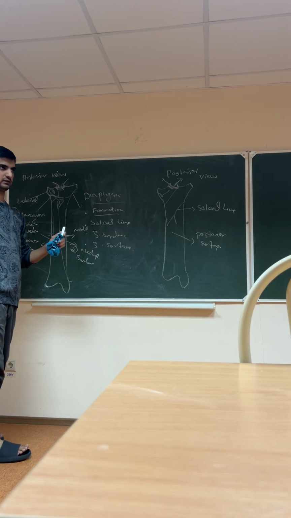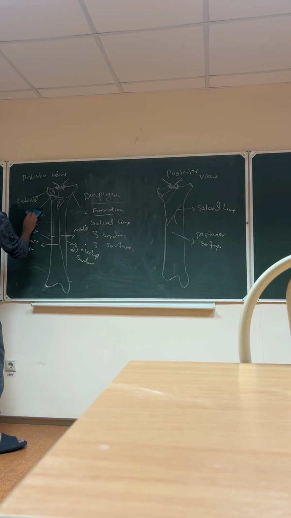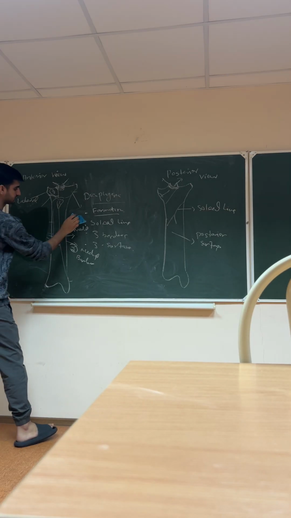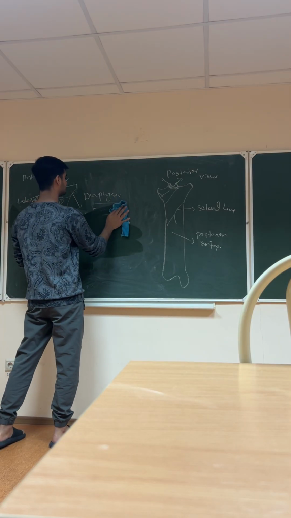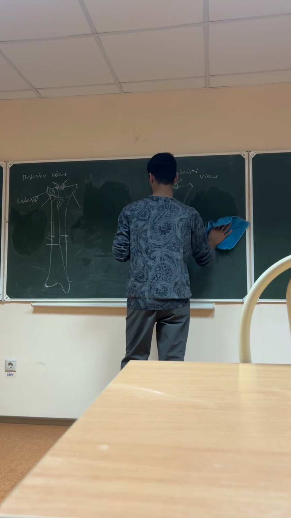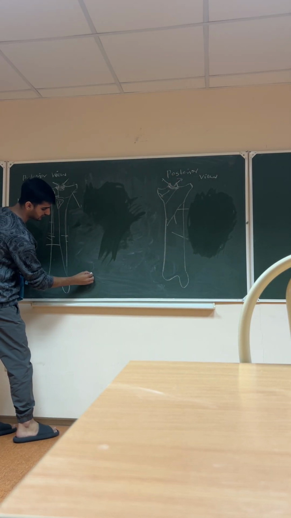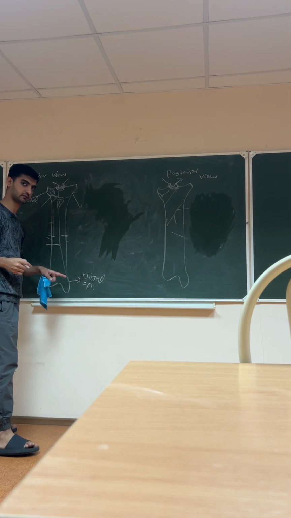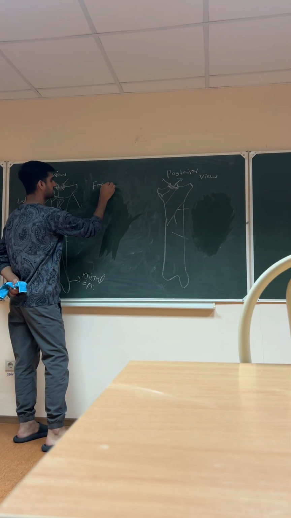We discussed the diaphysis part. Okay, now we're going to discuss the distal epiphysis. Which formations do we have in the distal epiphysis? This is the distal epiphysis. In every part we are repeating the parts. Okay. This is the distal epiphysis formation.